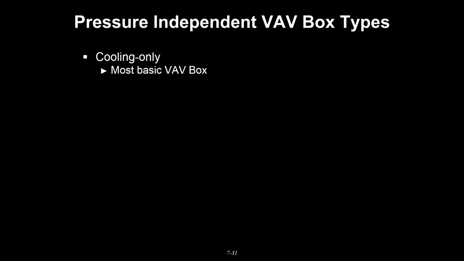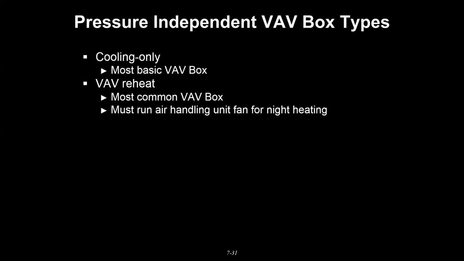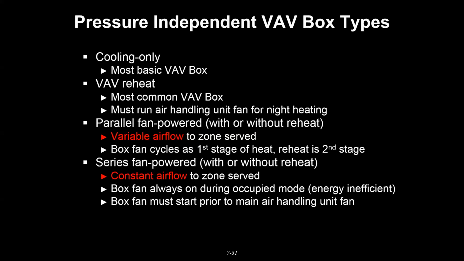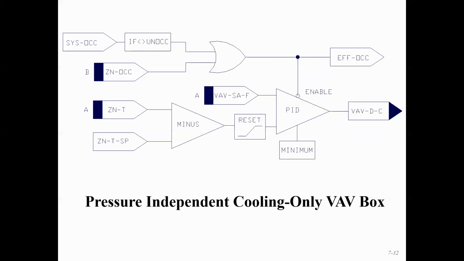So let's look at the types of VAV boxes. You can have cooling only, which is the simplest. More common is this VAV reheat type, with one of the drawbacks being that if you have a lot of nighttime or unoccupied runs to keep some minimum space temperature, then you're having to run your entire air handling unit. Where you have something like a parallel fan powered box, you're able to recirculate air locally to be your first stage of heating, or you could have a series fan powered box which would run with your air handling unit.